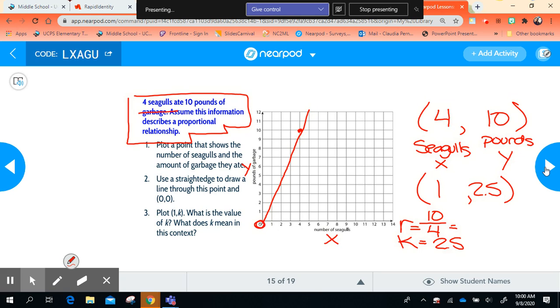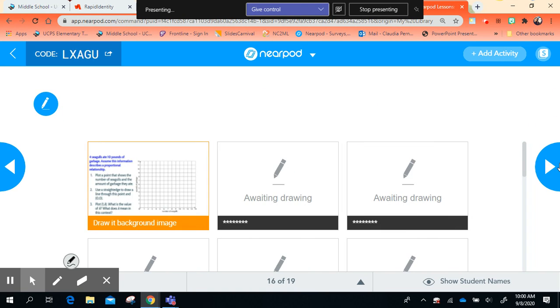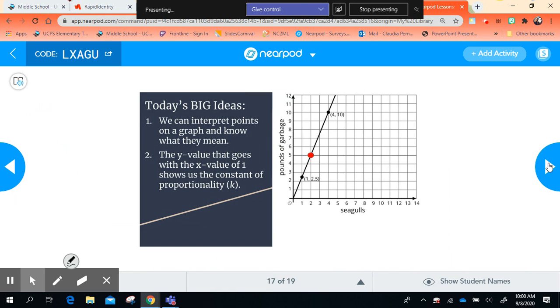A proportional relationship has a straight line. So if I had something going like this, would that be a proportional relationship? No, it would not. So we know one thing about a proportional relationship is that they have straight lines. And once we get to the part where we're writing these things down, make sure you write it. We already talked about that.